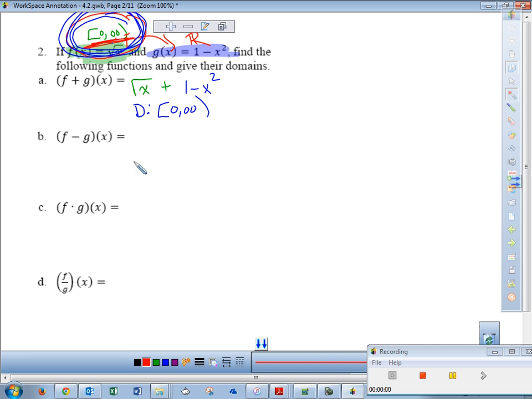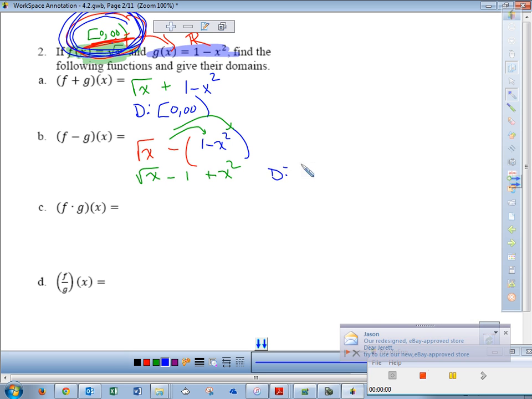Subtract them, same concept, square root of x minus that whole quantity of 1 minus x squared. And then that'd be the square root of x minus 1 plus x squared when you distribute the negative through. Only allowed to use from 0 to infinity because this one was restricted already. Nothing else came into play, so the domain is still from 0 to infinity.